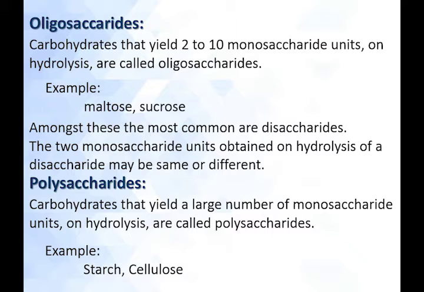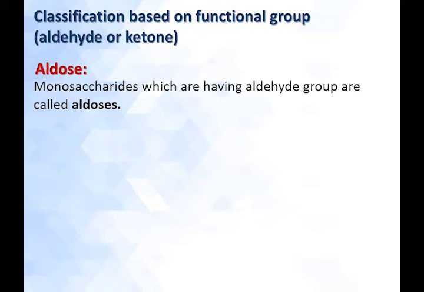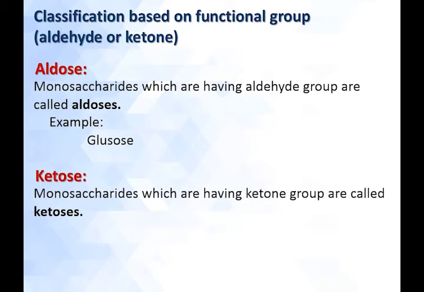Polysaccharides. Carbohydrates that yield a large number of monosaccharide units on hydrolysis are called polysaccharides. For example, starch and cellulose. Classification based on functional group: aldehyde or ketone. Aldose: monosaccharides which are having aldehyde group are called aldoses. Example, glucose. Ketose: monosaccharides which are having ketone group are called ketoses.